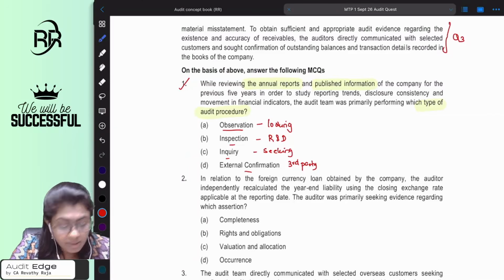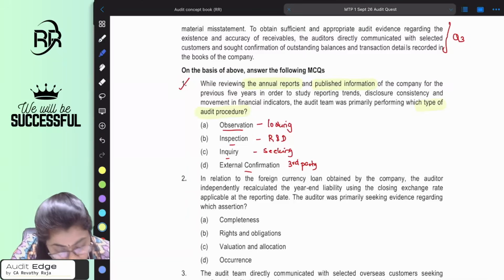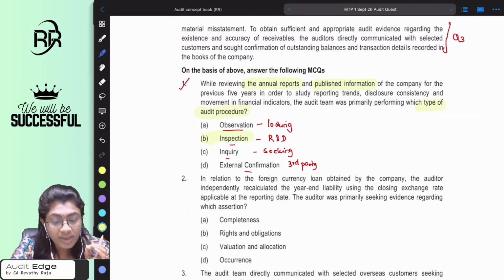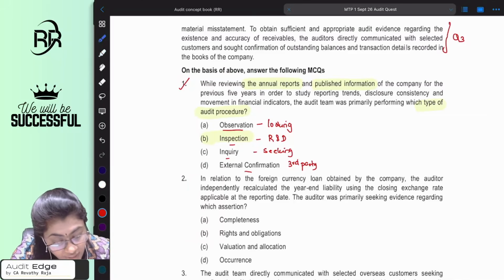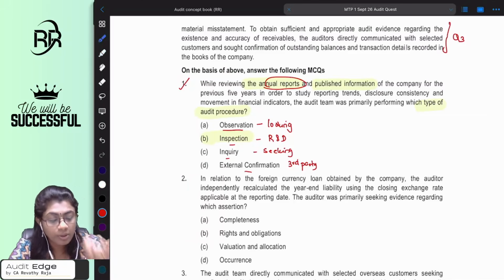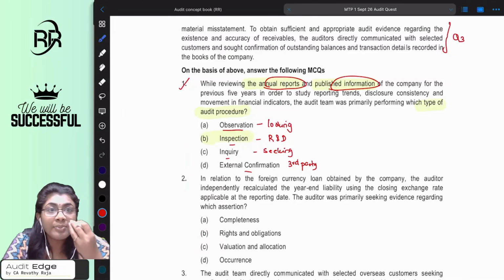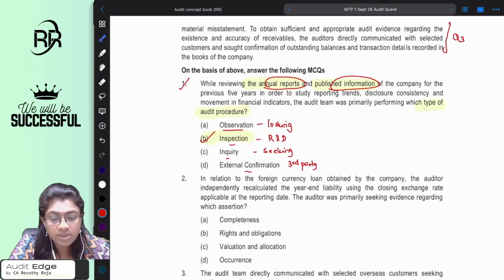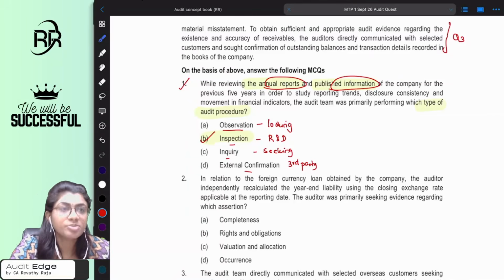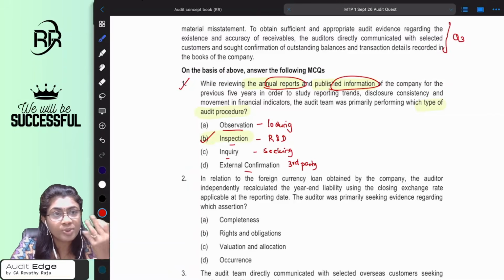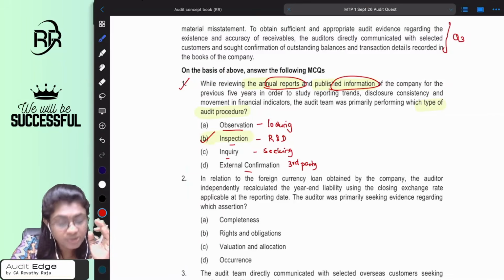So, here the answer is, see, it is inspection. How did you get it as inspection? They are verifying the annual report. Annual report is a record. Published information of the company is another record. So verifying this annual report, published information, is examining the books and records. Hence the answer is B, B for inspection. Here you are not observing, you are not inquiring the management or a knowledgeable person, nor are you asking a third person. So the answer is B, which is inspection.